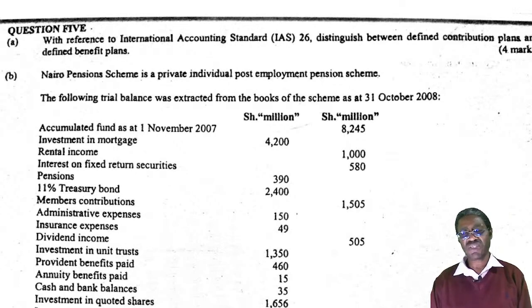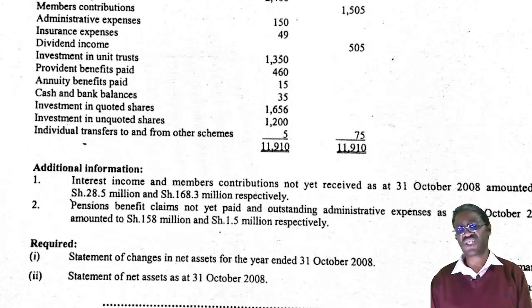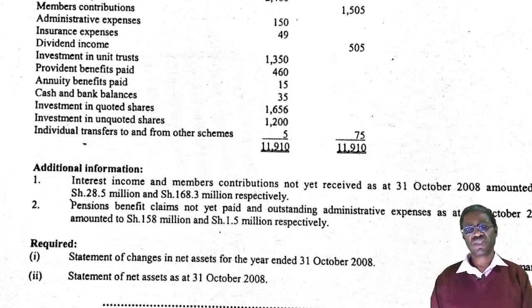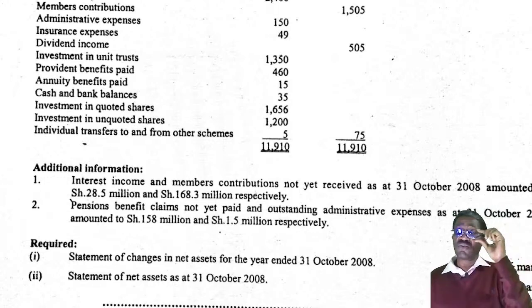cash and bank balance. After cash and bank balance, what comes next? We are given investment in quoted shares. Then you are given investment in unquoted shares. Then you are given individual transfers to and from other schemes. One amount on the debit, one amount on the credit. Additional information. This is where I was telling you most other questions don't have this.